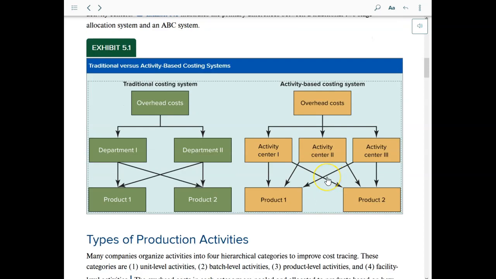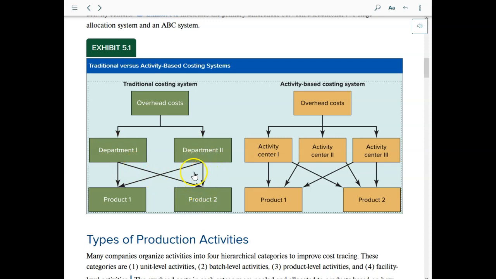All right. Under a traditional costing system, we have overhead costs, and usually those are accumulated by department. And so as product 1 goes through department 1, you'll allocate some of the overhead costs from department 1 to product 1 based on how much activity product 1 used there in department 1. Then when it goes to department 2, it'll pick up some department 2 overhead. Each overhead has one allocation base. Product 2 will pick up some of department 1's cost and department 2's cost.